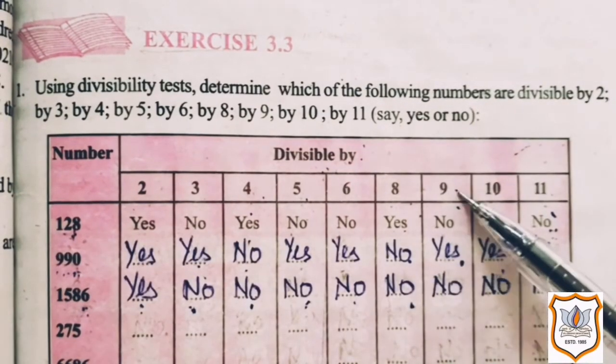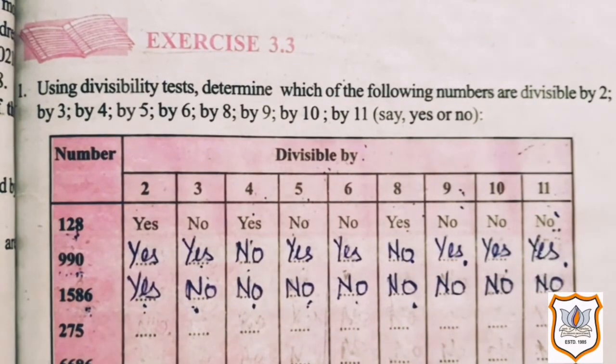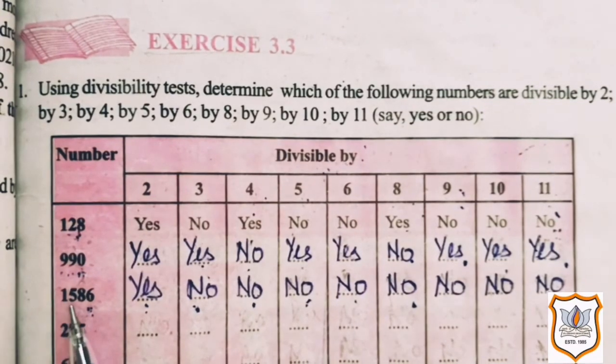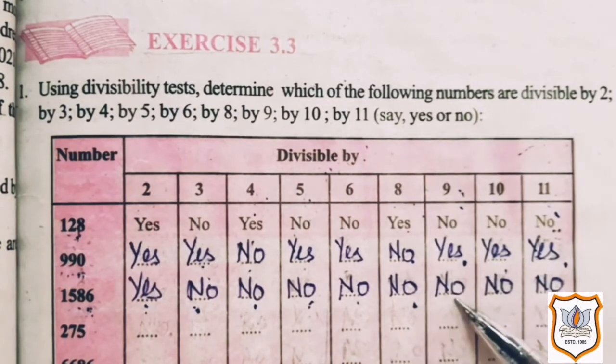Divisible by 9. If we add all the digits of the number, the answer should be a multiple of 9. Then only the number is divisible by 9. Here if we add 1 plus 5 plus 8 plus 6, we get 20 as the answer, and 20 is not a multiple of 9. So we can say that the number 1586 is not divisible by 9. We will write no over here.